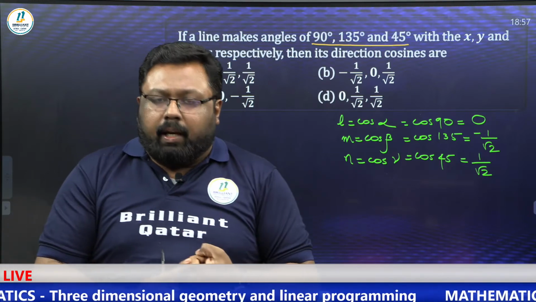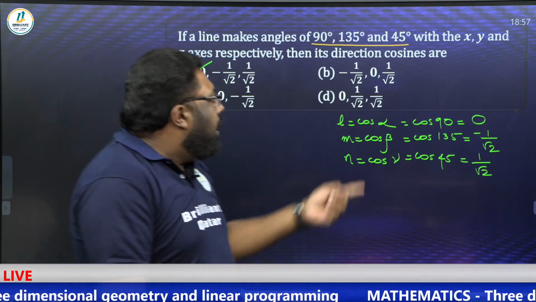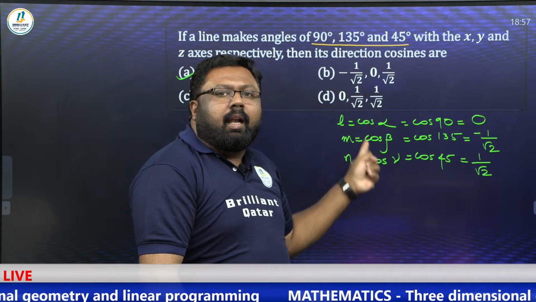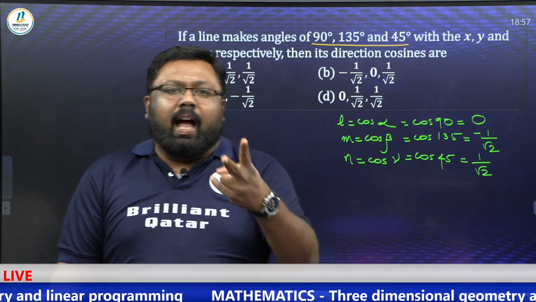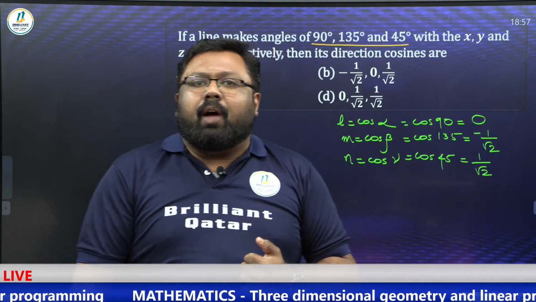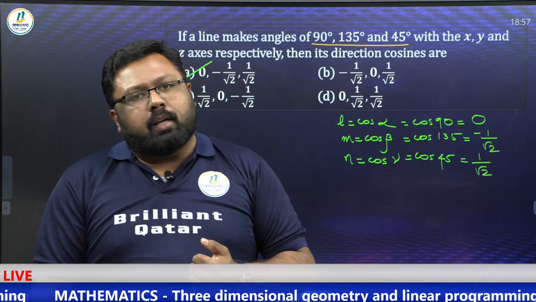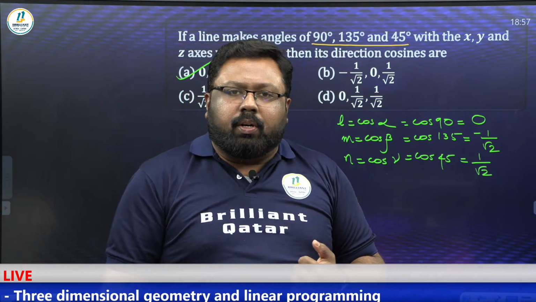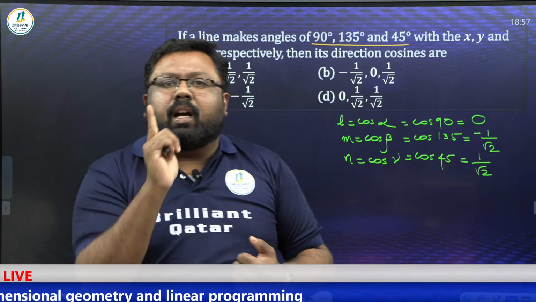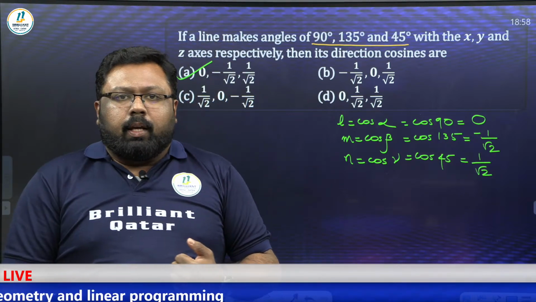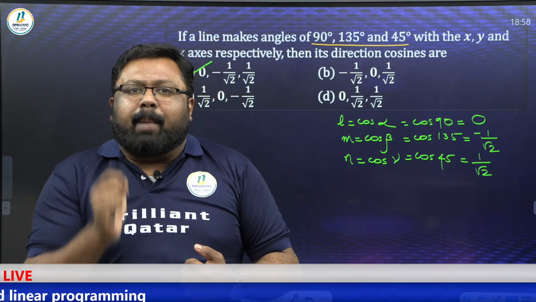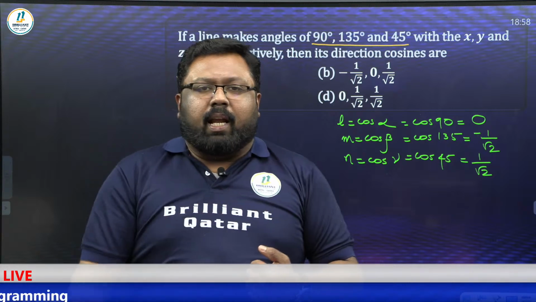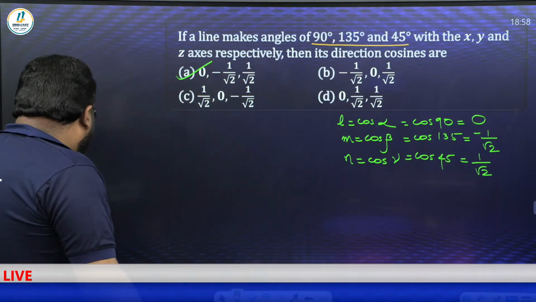Direction cosines of a line can be calculated by knowing the angles the line makes with the three axes, alpha, beta and gamma: cos alpha, cos beta, cos gamma. And the second way is to divide the direction ratios of the line by the corresponding magnitude. Yes, direction ratio divided by the magnitude also gives us the direction cosines of a line.